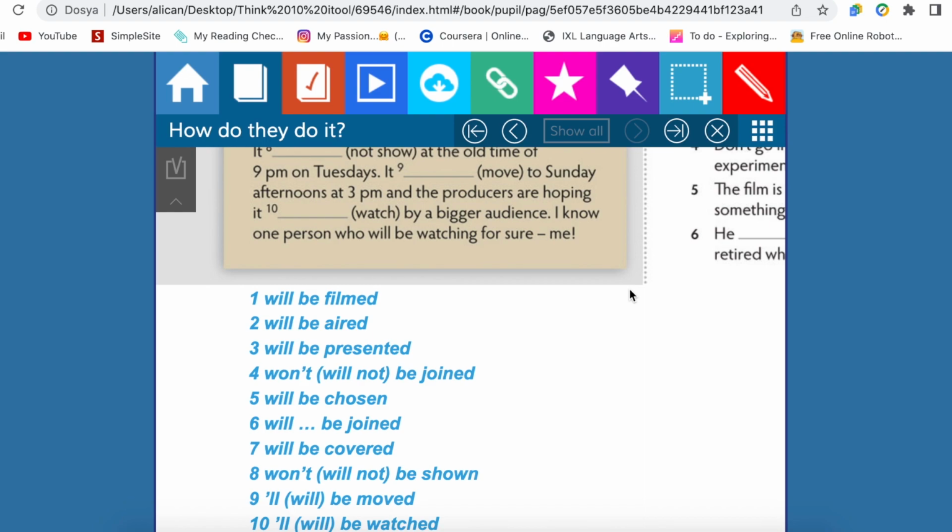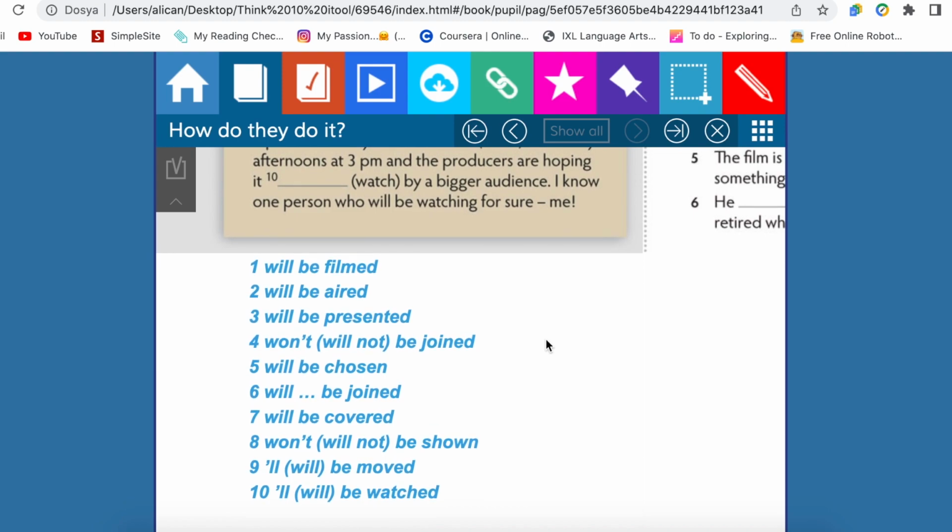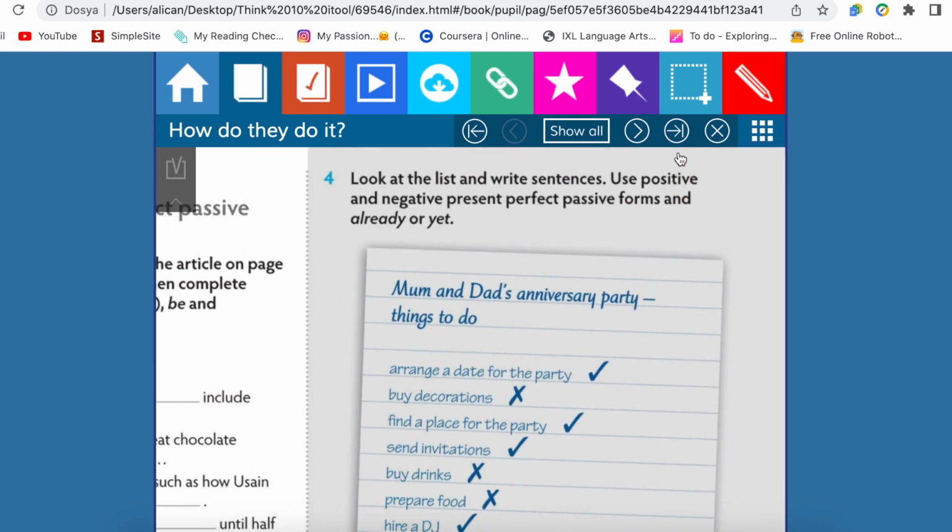Okay, let's look at the next exercise. Look at the list and write sentences. Use positive and negative present perfect passive forms and already or yet. As you can see, for the ticked ones, it's a positive sentence, and crosses are negative sentences.